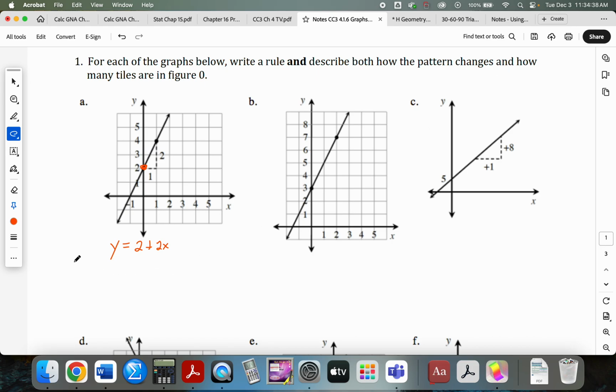How does the tile pattern change? The tile pattern starts with 2 tiles, and then adds 2 tiles for the next figure number.